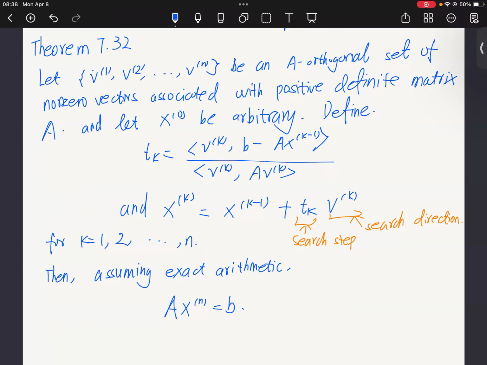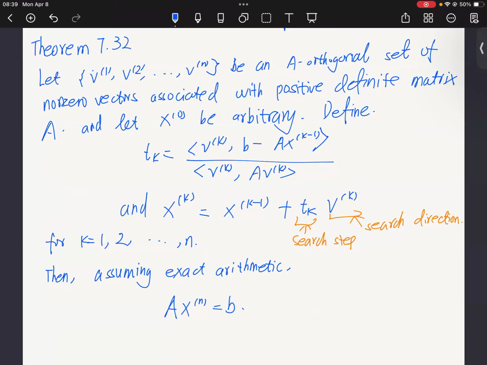You have n steps if you have an n-dimensional problem, and then you have over n steps to complete the iterations. But here, you just need at most n steps, and then you can arrive at the exact solution to Ax equals b. So this is the solution of Ax equals b, and this is the result from the n iterations. Any questions? This is the theorem.